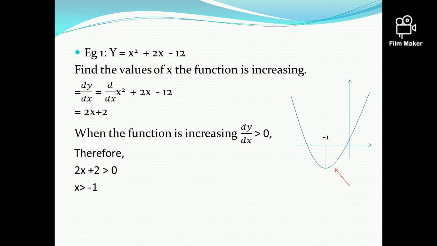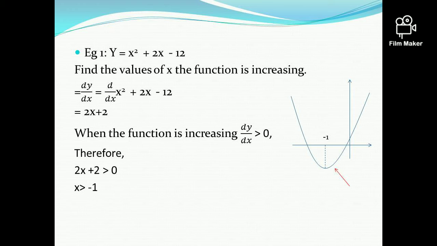That means since the function is increasing, dy by dx is greater than 0, therefore 2x plus 2 should be greater than 0. If you simplify this inequality, you can understand that x must be greater than minus 1. Therefore, the function x squared plus 2x minus 12 is increasing at x values greater than minus 1. From the diagram itself, we can confirm this theory.